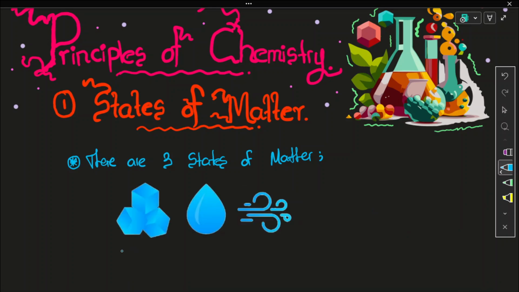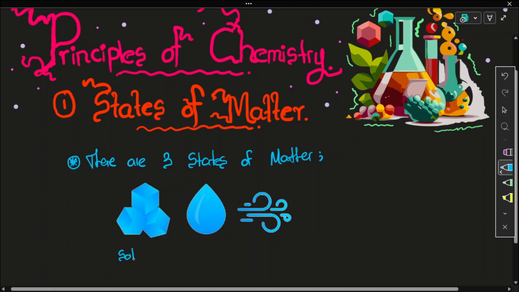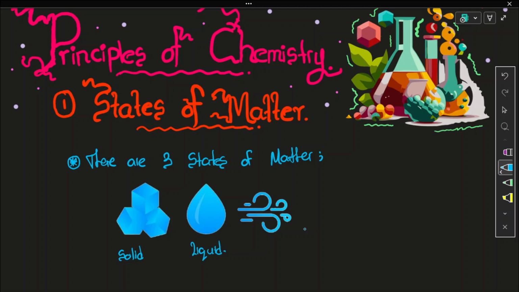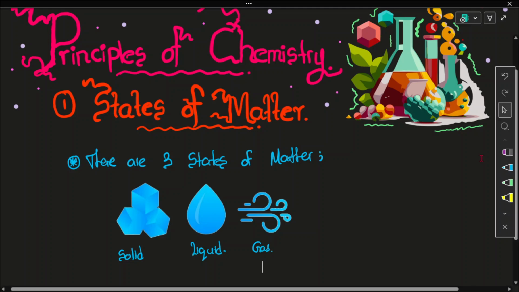So we have our trusty old solid, which is making a comeback. We have our wonderful liquid. And then, last but not least, we have to know about gases. So the three states of matter that you have to know are comprised of these three things.